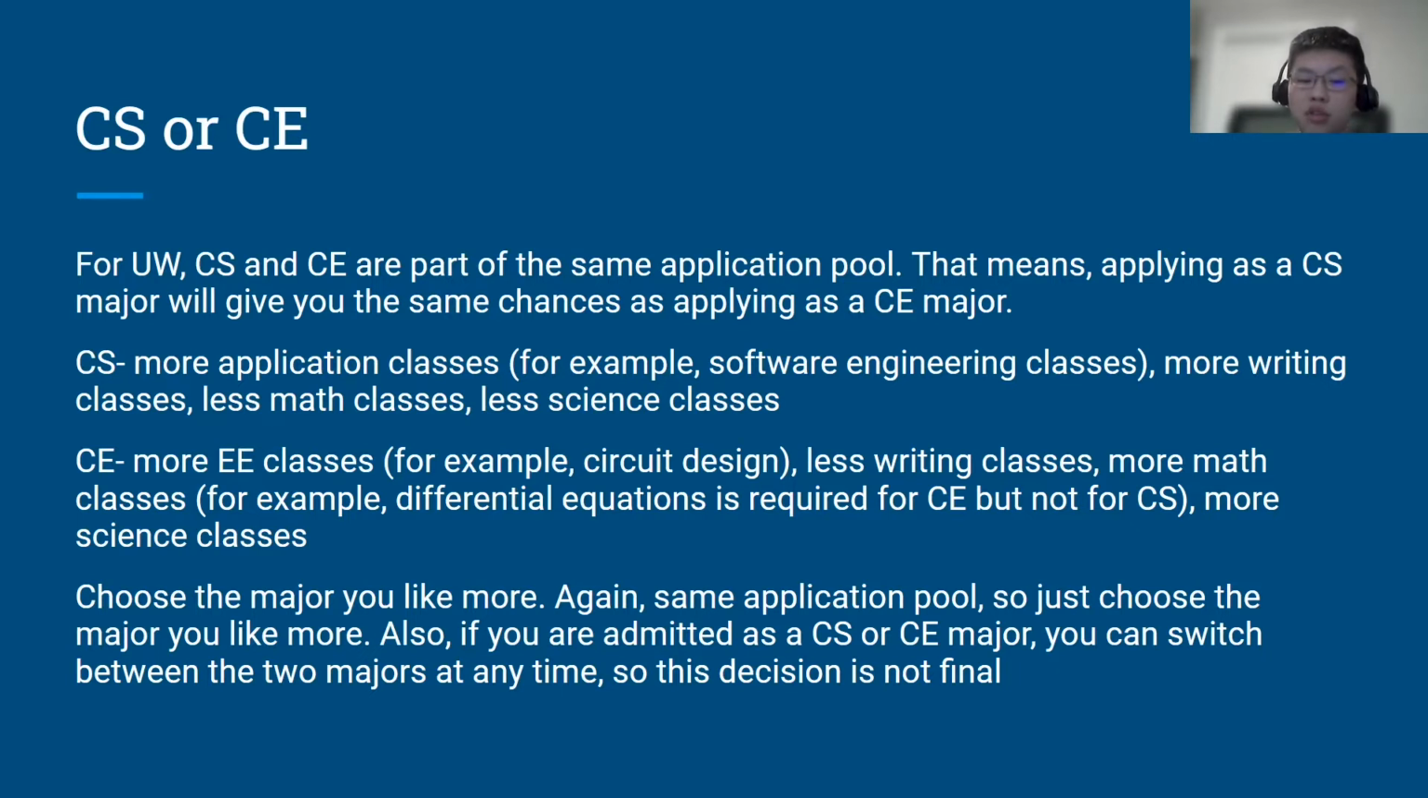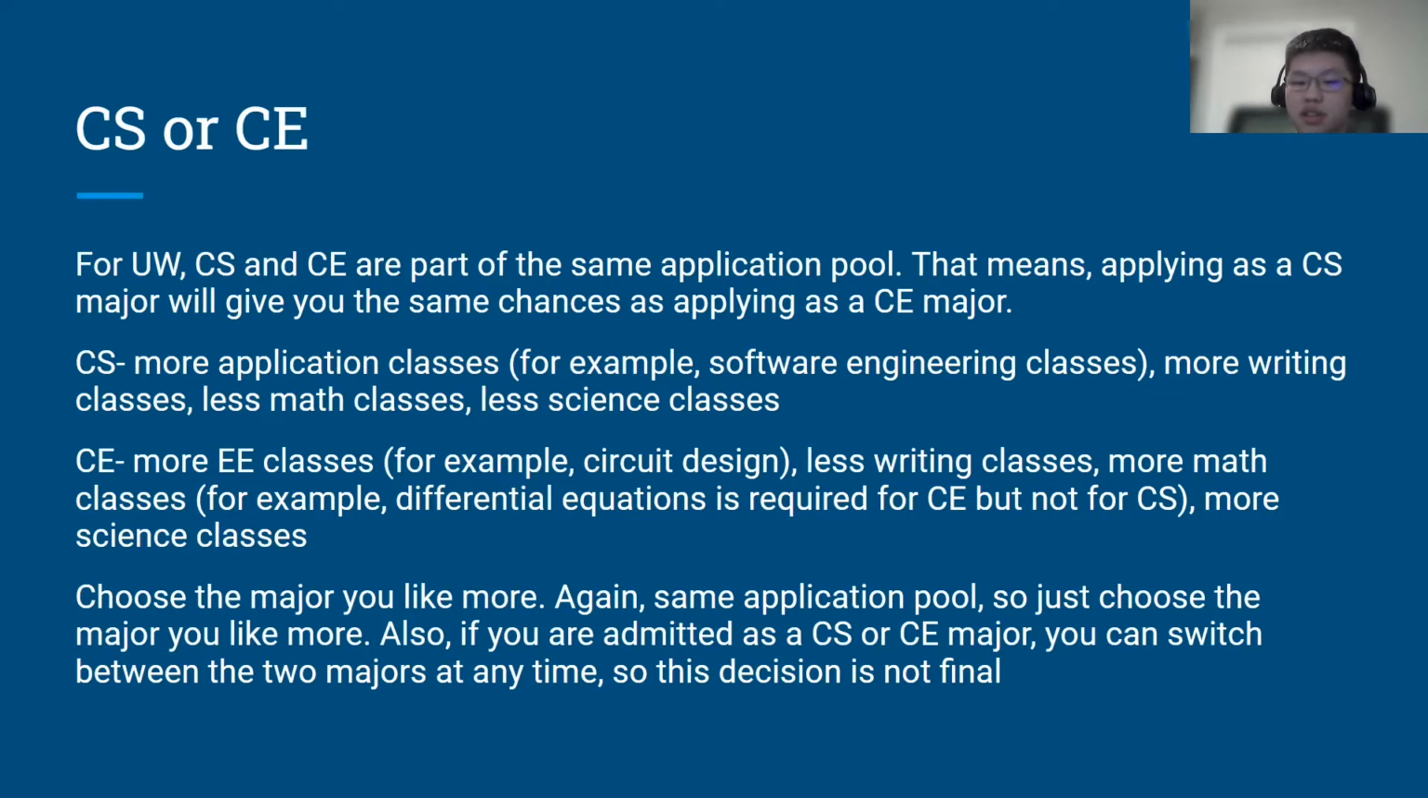The most important thing, choose the major you like more. Again, it's the same application pool, so you don't have a better chance applying as one major over the other. And if you are admitted as a CS or CE major, you can switch between the two majors at any time. Let's say you apply as a CS major, you get admitted, you go to UW, and then you realize, maybe I want to do CE instead.